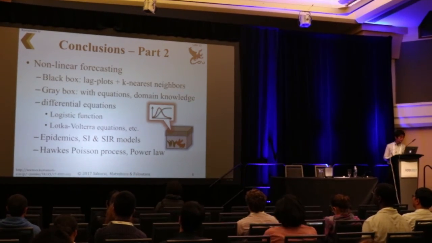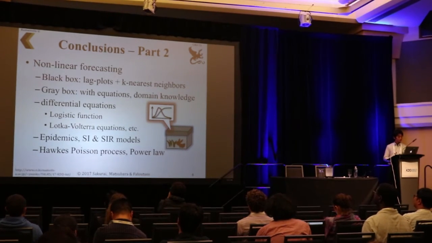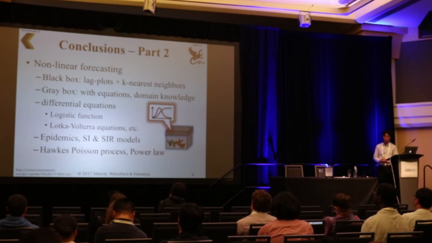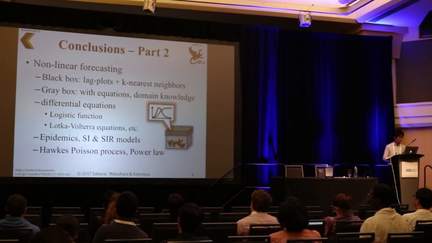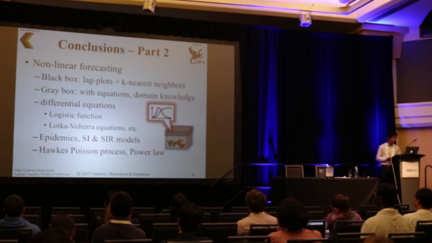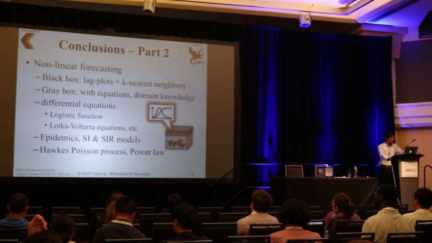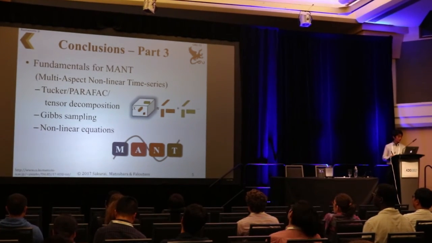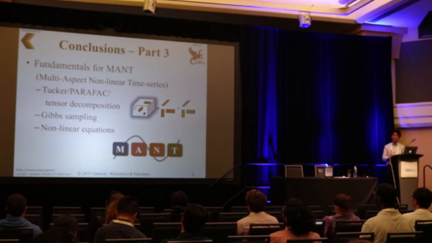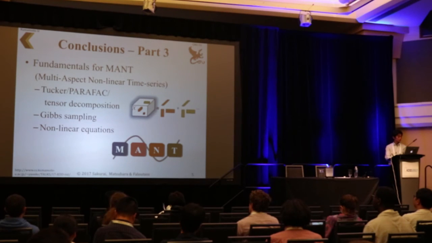And nonlinear forecasting. Black box is one solution, especially Lotka-Volterra plus k-means research, which is a very simple solution. And also, if we know the equation or domain knowledge, we can use the gray box model. Differential equation examples are the logistic function or Lotka-Volterra equation in the biological field, and also epidemics, SIR model, and power law. And we introduce an extension of tensor analysis, which is a combination of nonlinear modeling and tensor analysis. And we can also use Gibbs sampling for tensor analysis.